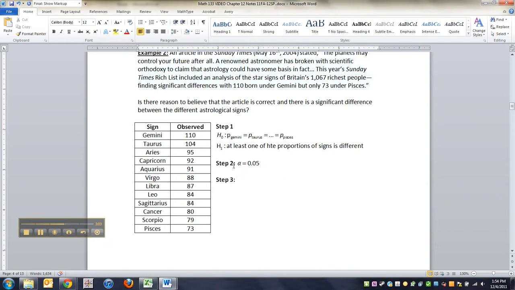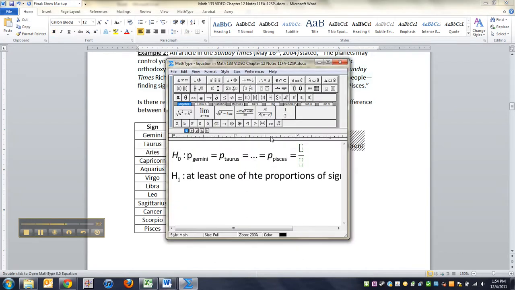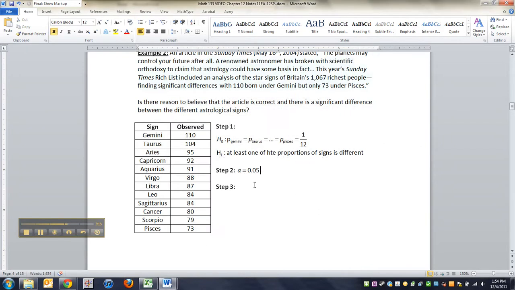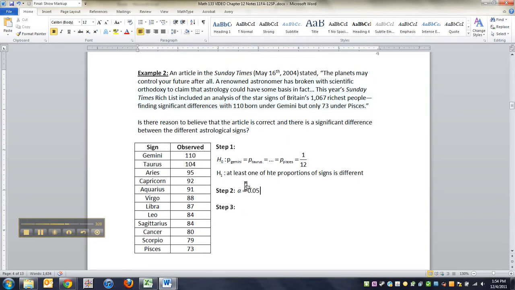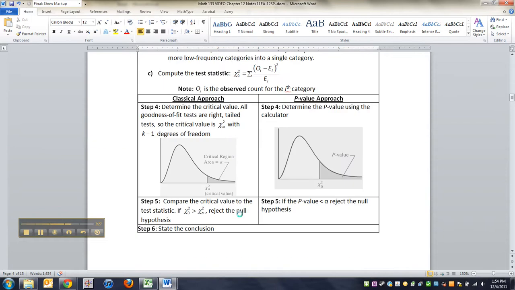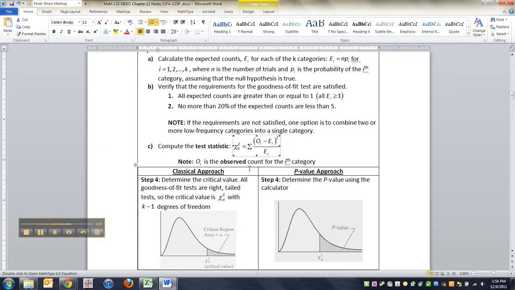Okay, here we are. So the null and alternative hypothesis is that all the proportions are equal to each other. Oops, I should have said that equals 1/12, right? Because if they're all equal, then every month is equally likely. Then you have your level of significance, and it didn't give us one, so I'm just going to go with the old tried and true 0.05. Step 3 is the chi-square statistic, which is this big honkin' thing.